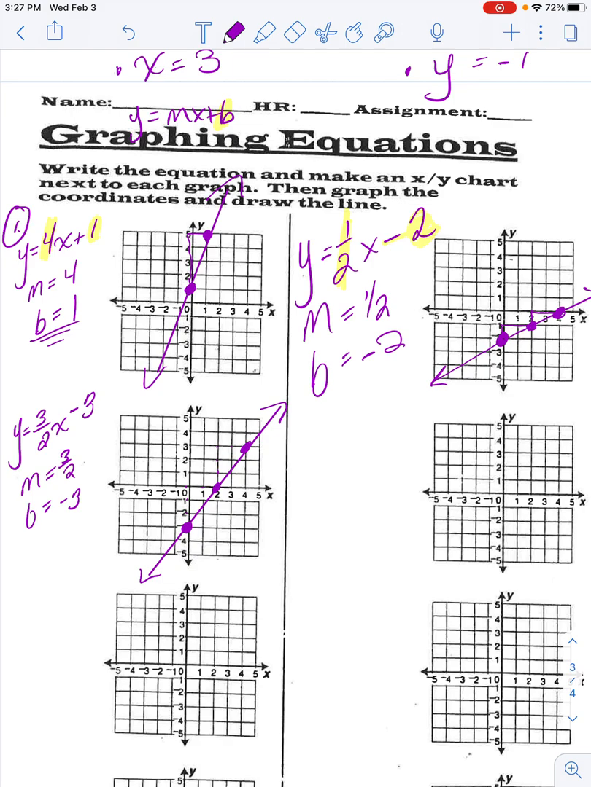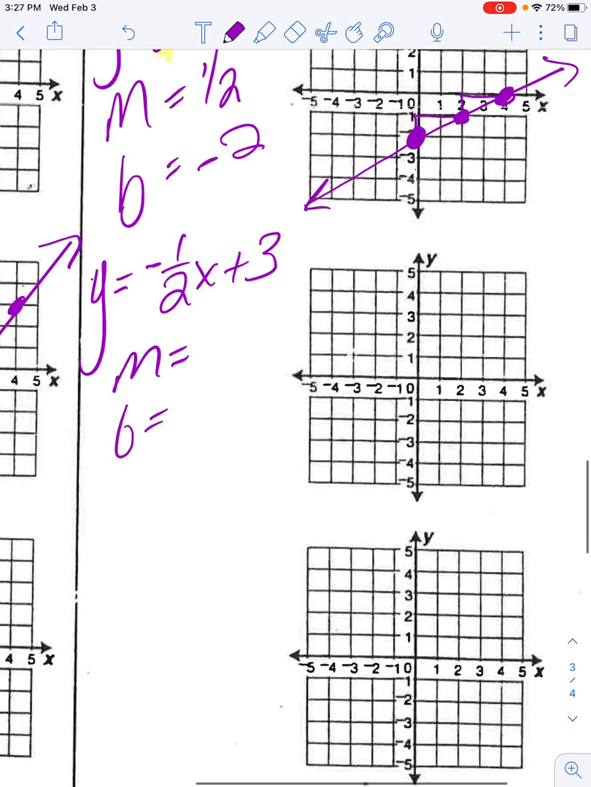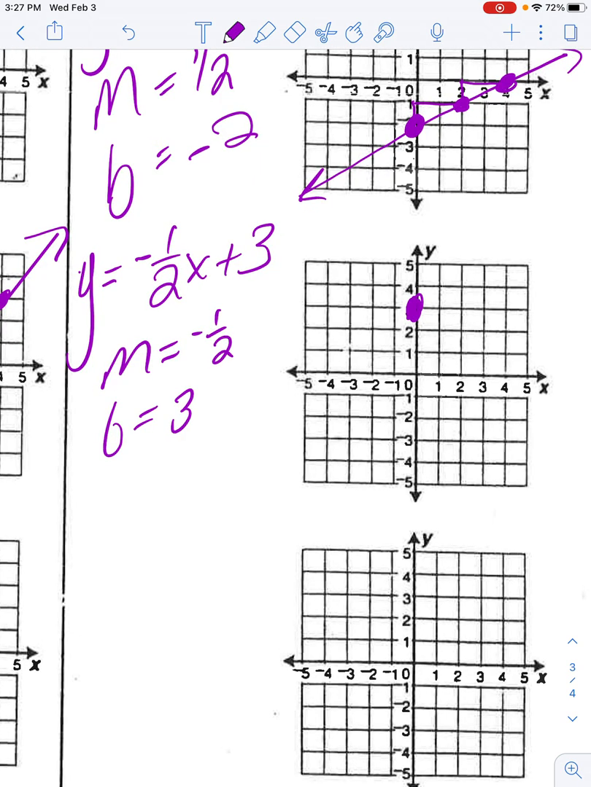Let's do a negative slope. What does our line look like when we have a negative slope? It should be going down. Slope is -1/2, and we're starting on the y-intercept at 3. So starting at 3. A slope of -1/2, we're going down 1. Always run to the right, 2. Down 1, run 2. And again, negative means our line is going down.